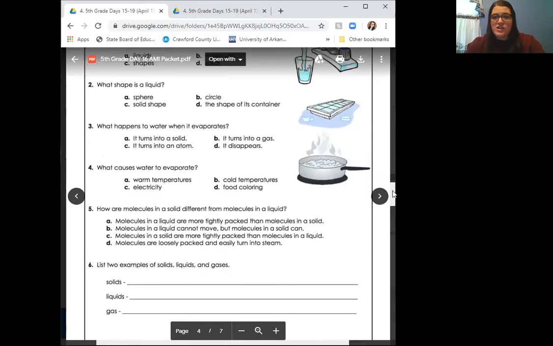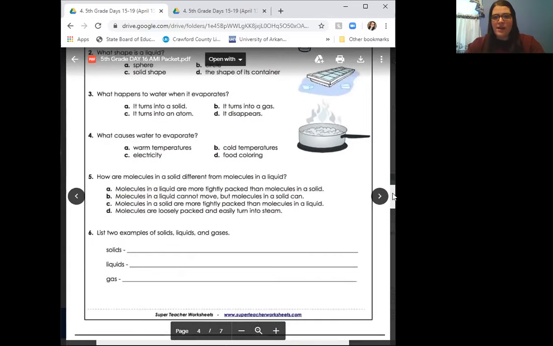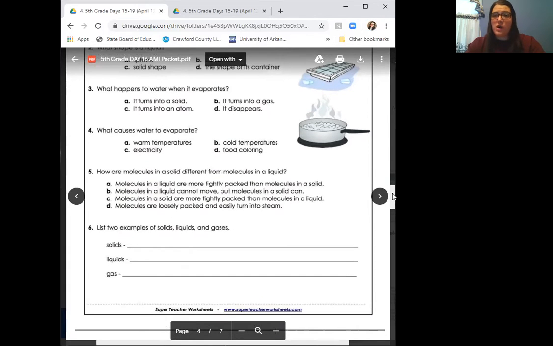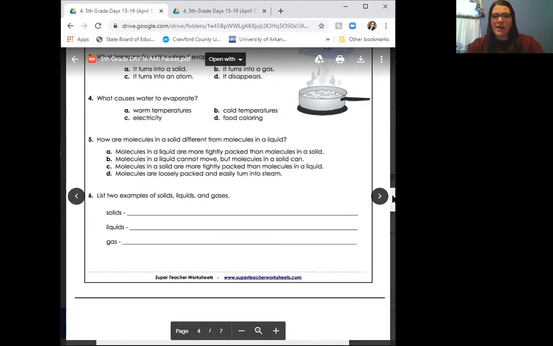And so question 3, what happens to water when it evaporates? A, it turns into a solid, B, it turns into a gas, C, it turns into an atom, or D, it disappears. Question 4, what causes water to evaporate? A, warm temperatures, B, cold temperatures, C, electricity, or D, food coloring. And question 5, how are molecules in a solid different from molecules in a liquid?